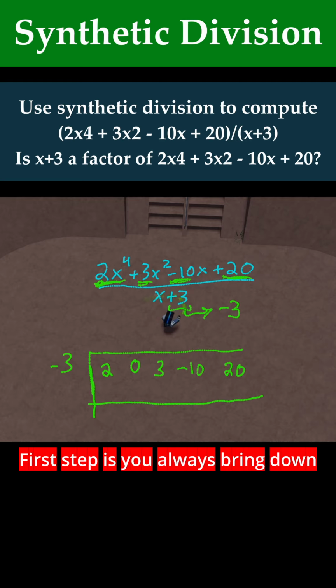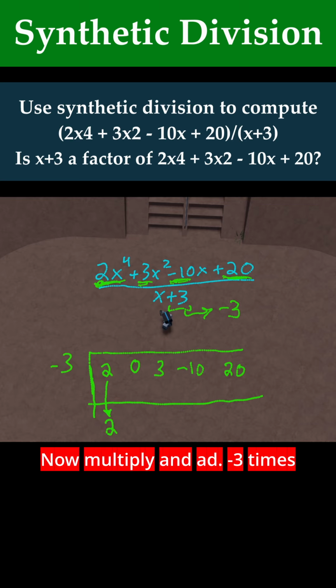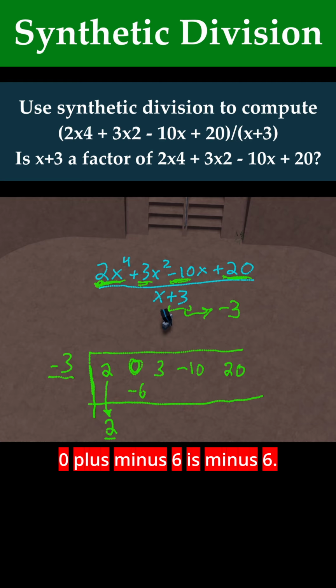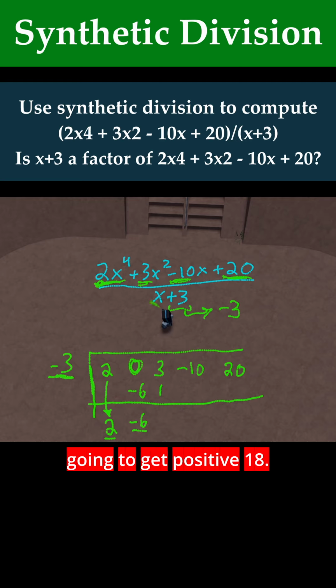First step is you always bring down the first number inside of the table no matter what. So bring down that 2. Now multiply and add. Minus 3 times 2 is minus 6. Now you add 0 and minus 6. 0 plus minus 6 is minus 6. Now you do minus 3 times minus 6, and you're going to get positive 18. Now do 3 plus 18. 3 plus 18 gets you 21.